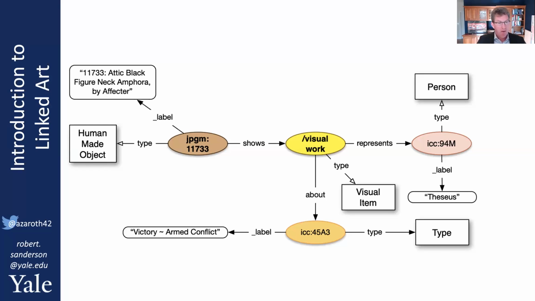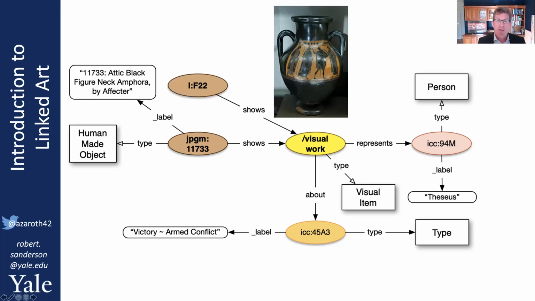So the amphora shows a visual work, which is a visual item in CRM terms, which represents a person, Theseus. So this is now outside of AAT and CRM and over to Iconclass. And Iconclass then has its own ontology and so forth. There's also the concept of victory and armed conflict, Iconclass 45A3, again, which is a type.